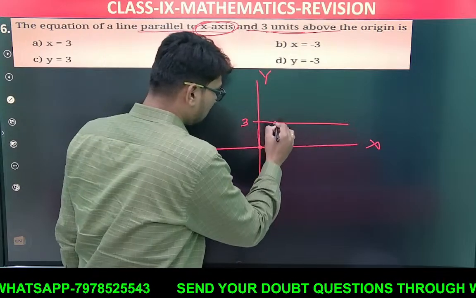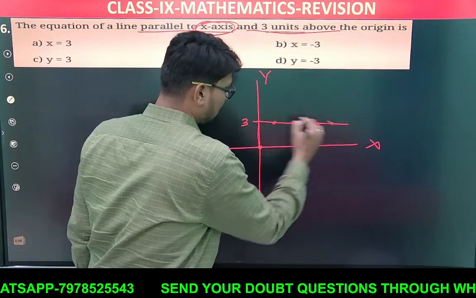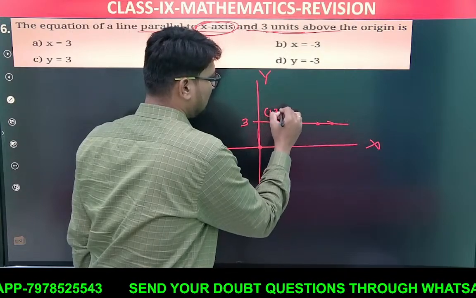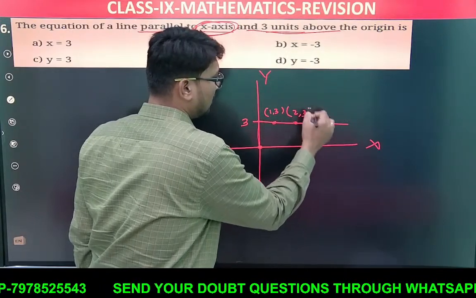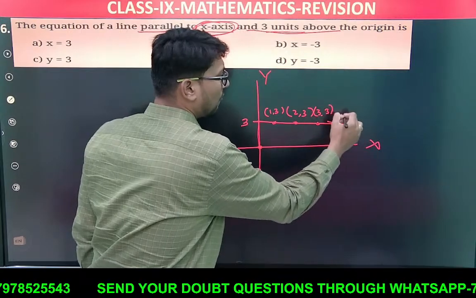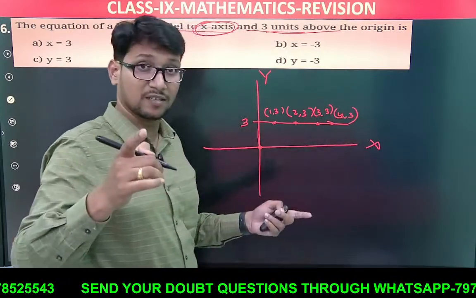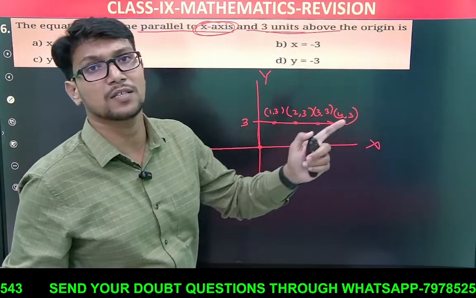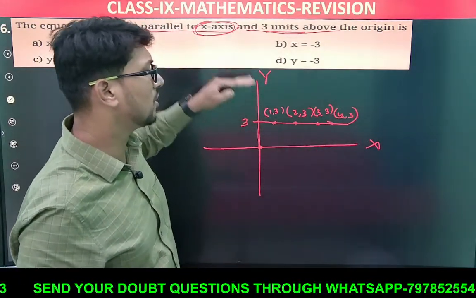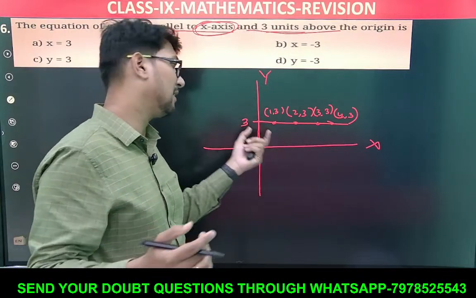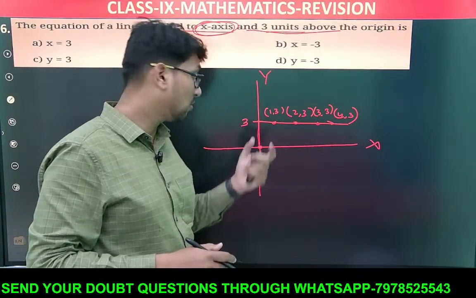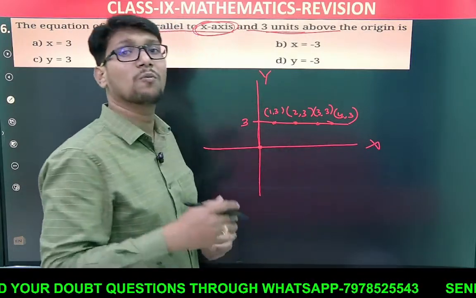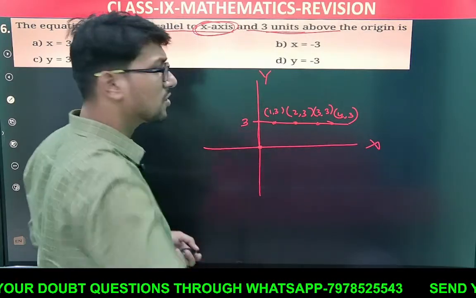Whenever you plot points, x can vary. X can be anything: (1, 3), (2, 3), (3, 3), (4, 3) you can take. But here only x varies, y does not vary. Why? Because it is 3 units above the x-axis and the line is parallel to the x-axis. Hence y is constant, and that is 3, because 3 units above.